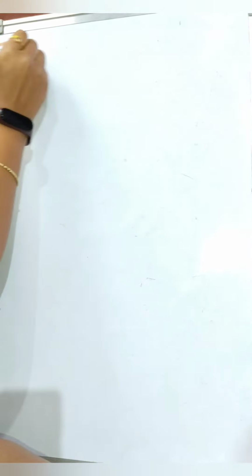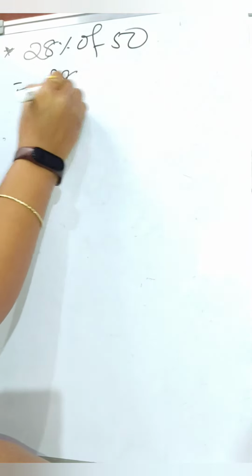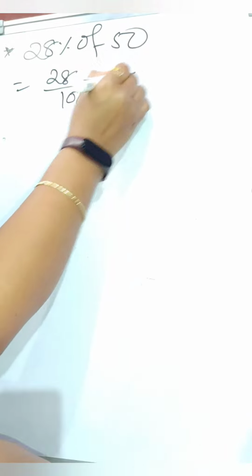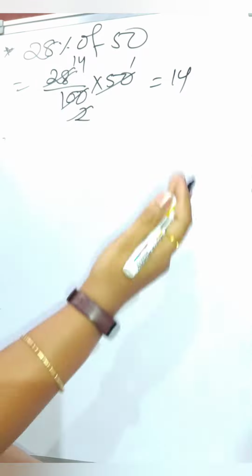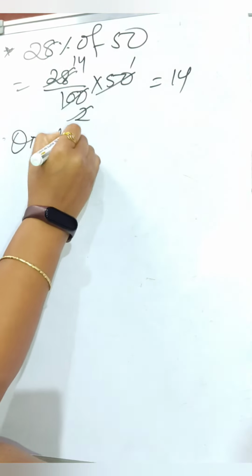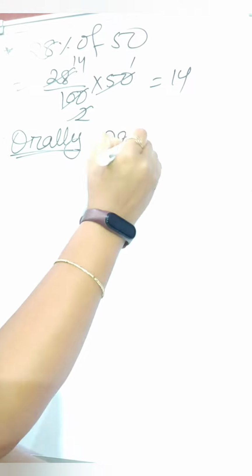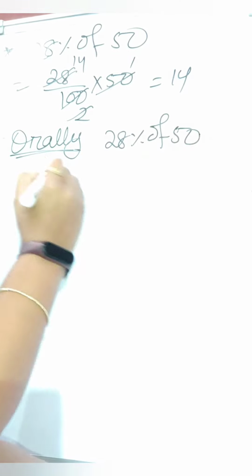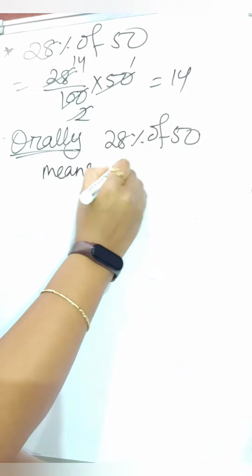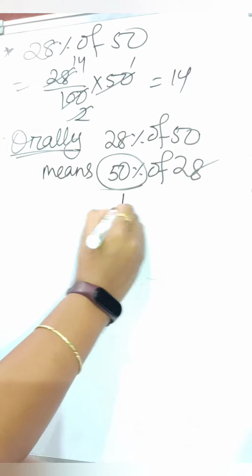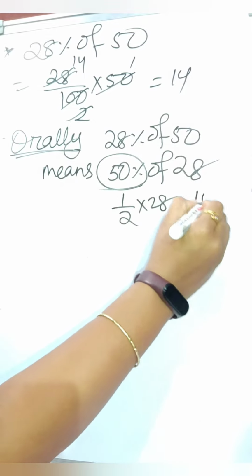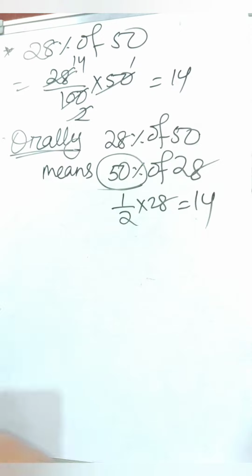So let's do some quick mathematics. If it is given 28% of 50, don't panic. 28 by 100 into 50: 50 twos are 100, 2 fourteens are 28, is equal to 14. So the alternative method is: if it is given 28% of 50, which means 50% of 28, and 50% means half. So what is half of 28? That is 14. So easily you can do this. Don't get confused that 28% of 50 will be difficult for you.